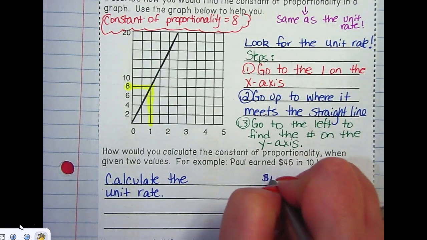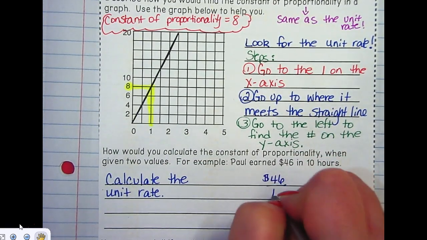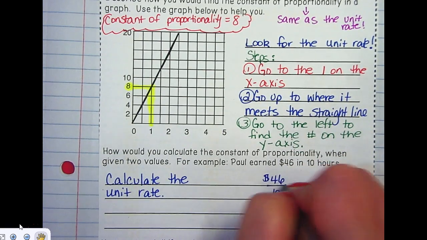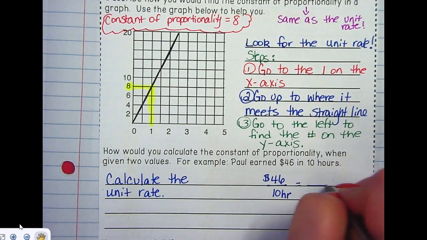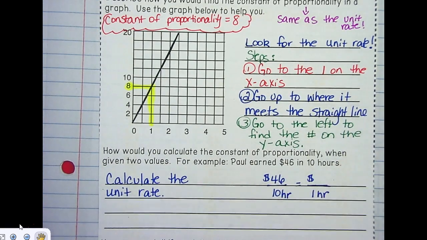So $46 in 10 hours equals how many dollars in 1 hour? So we need to divide. What are we going to divide? What do you think, Asia?